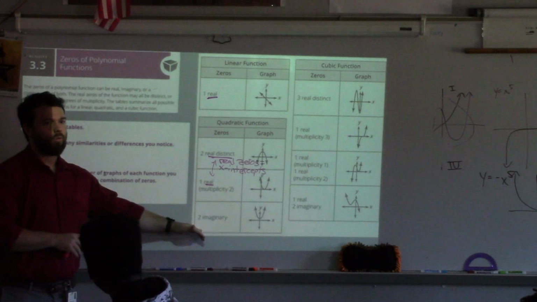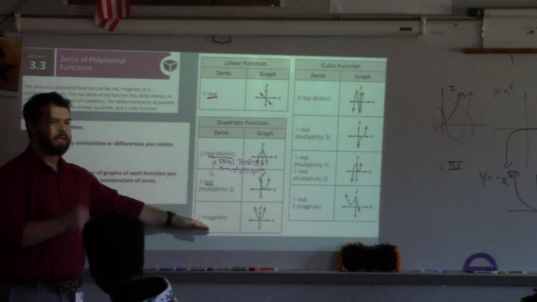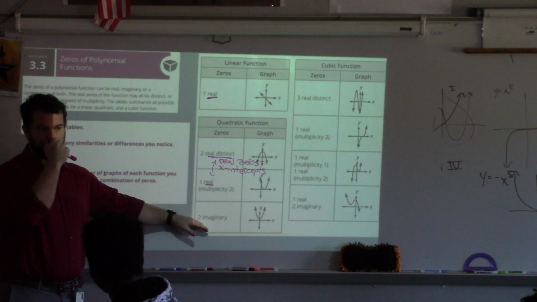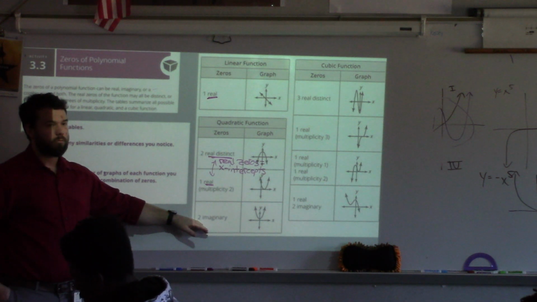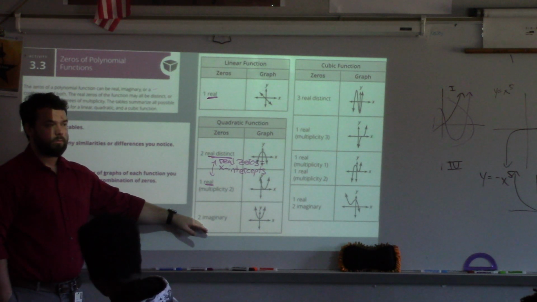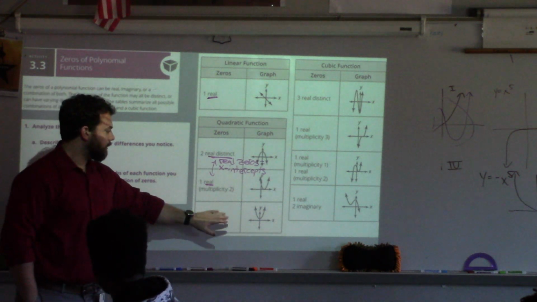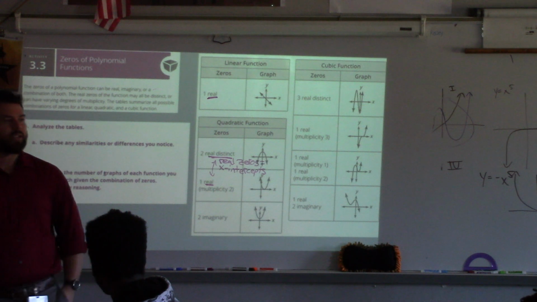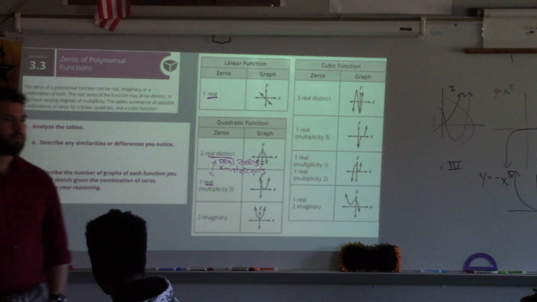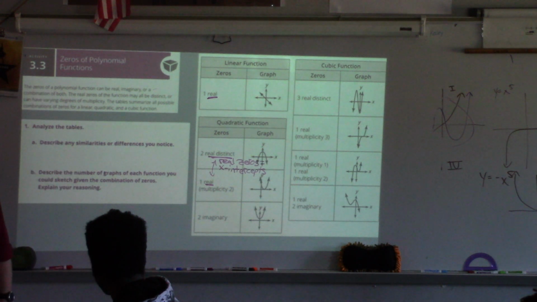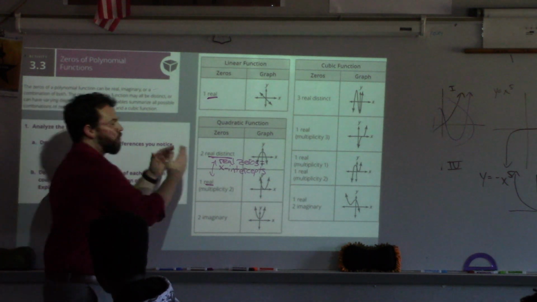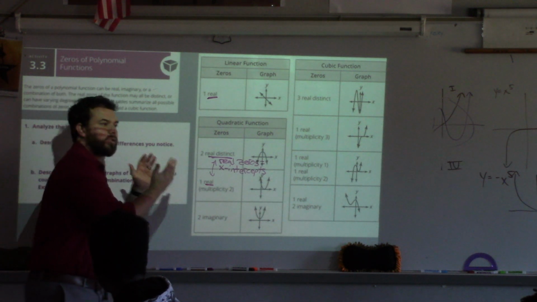So why in the world do we know that here it's two imaginary zeros? We know it doesn't have any real zeros. How in the world does the person who made this textbook know there's two imaginary though? Okay. It doesn't touch the x-axis, which tells us that there are no real zeros. So why does it have two imaginary?